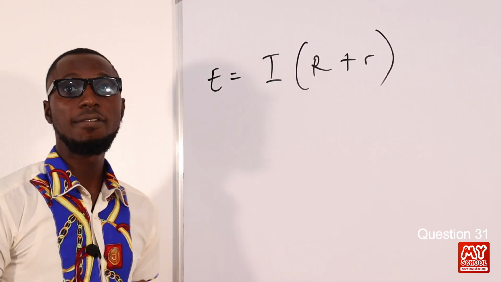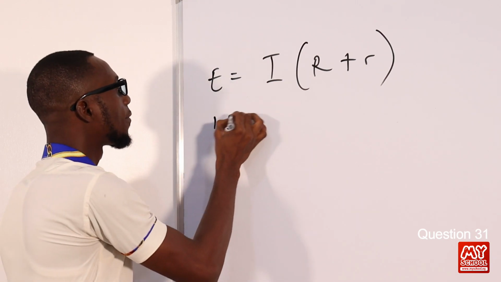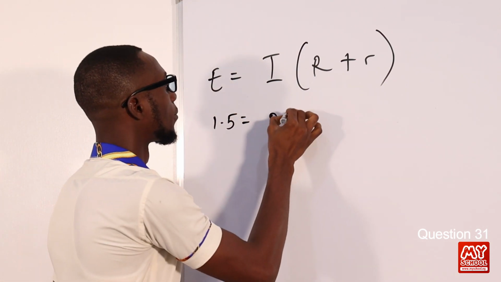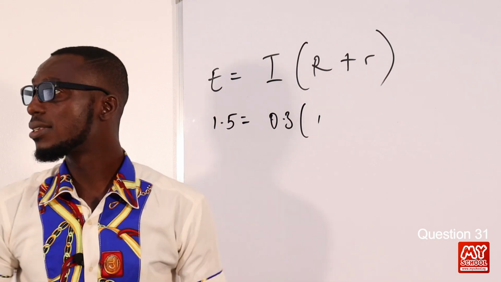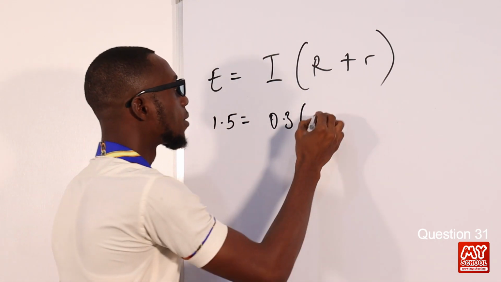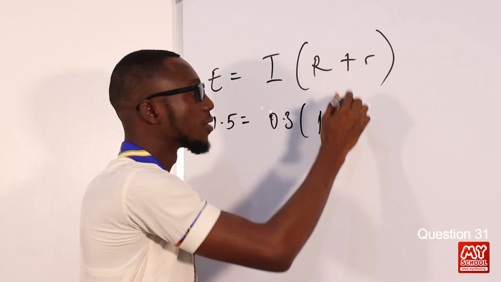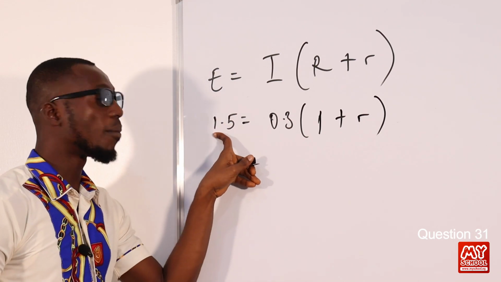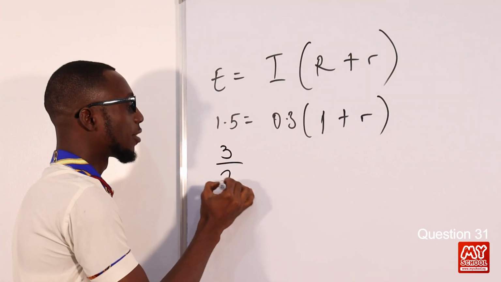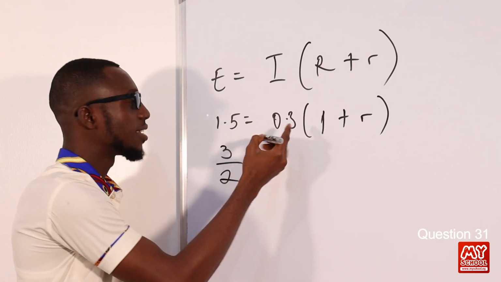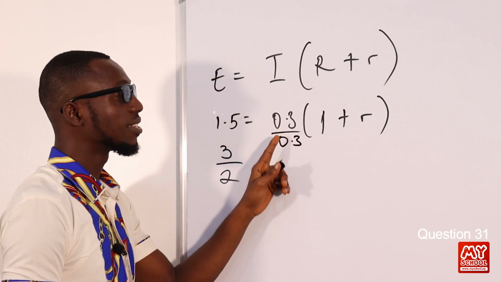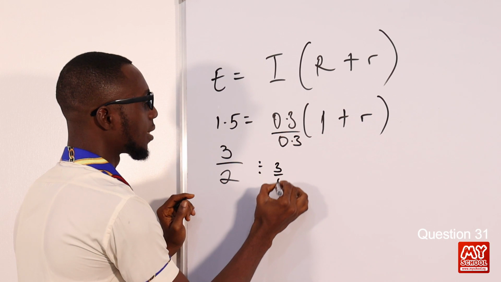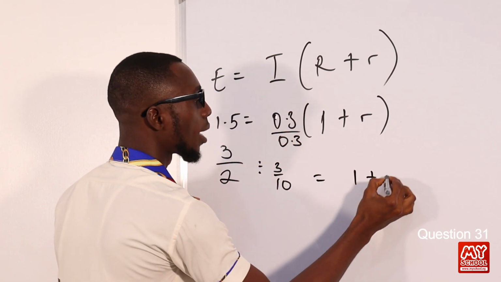We are given the EMF as 1.5 volts. So we have 1.5 equals the current that we are supplied with, 0.3, then for the external resistance from the question, we have 1 ohm. So that is 1 plus the internal resistance we have to find. We divide both sides by 0.3. Now 1.5 also means 3 over 2. This 0.3 means 3 over 10. So that means 3 over 2 divided by 3 over 10 equals 1 plus R.